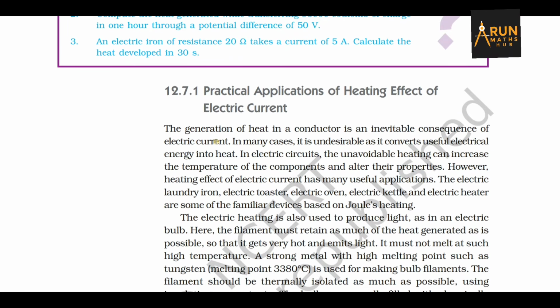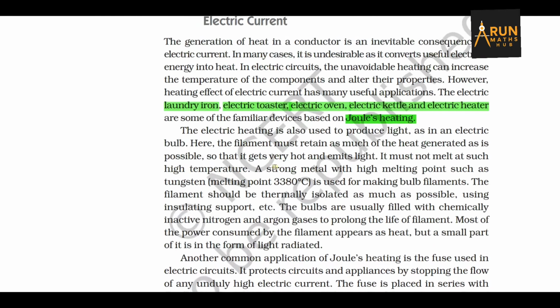The heating effect is utilized in some devices such as the laundry iron box, electric toaster, electric oven, electric kettle, and electric heater, right? These all work on the principle of Joule's law. You can expect one MCQ based on this: electric oven, electric toaster works on the principle of dash, Ohm's law, Joule's law, or some other law will be given. The correct answer is Joule's law of heating.